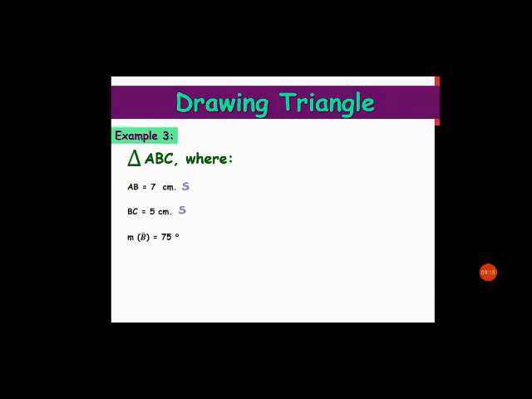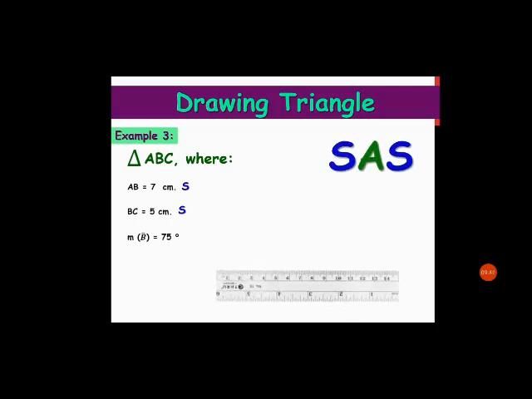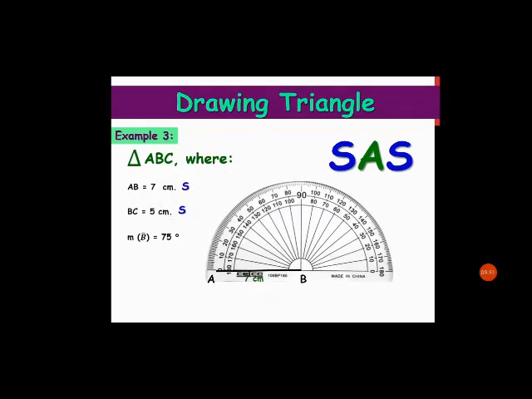The third example is triangle ABC, where AB equals 7 centimeters and BC equals 5 centimeters, and the measurement of angle B equals 75 degrees. So I have two sides here and one angle. This is the case of SAS. So I will begin by drawing a side first. You can pick any side you want. So let's draw the 7 centimeter side AB. And then I will put the protractor exactly on the line, with the center exactly on the point B, and draw the angle B, 75.